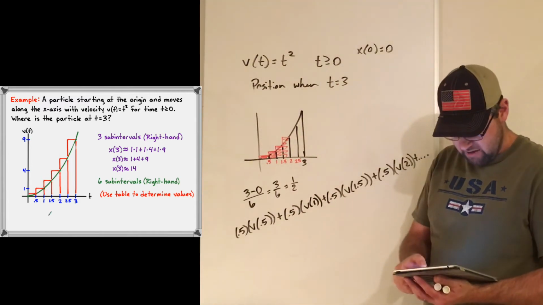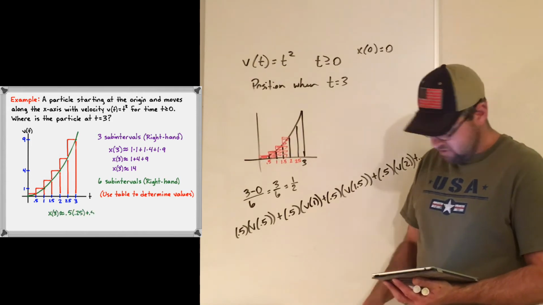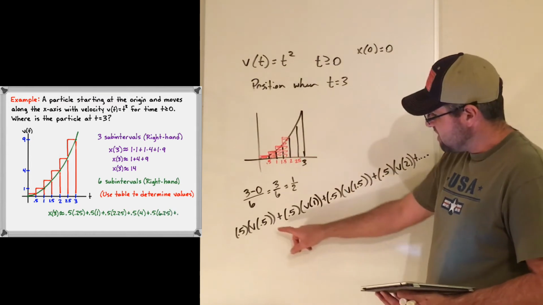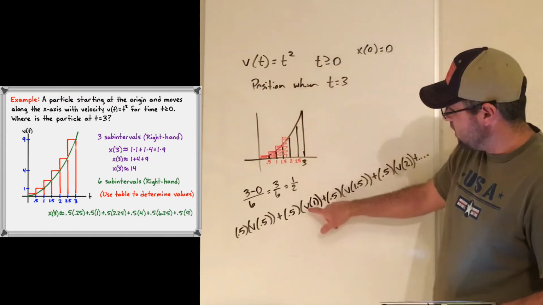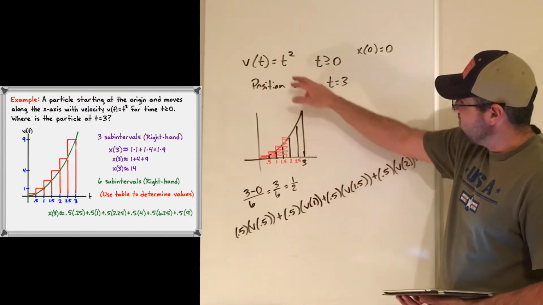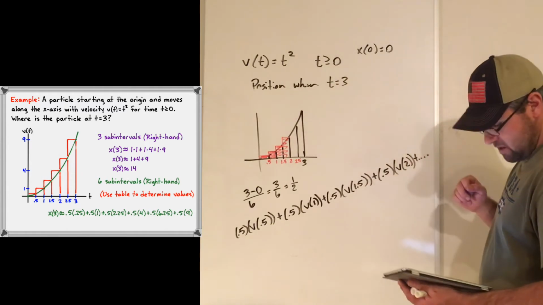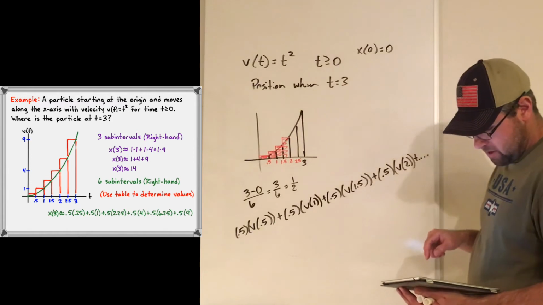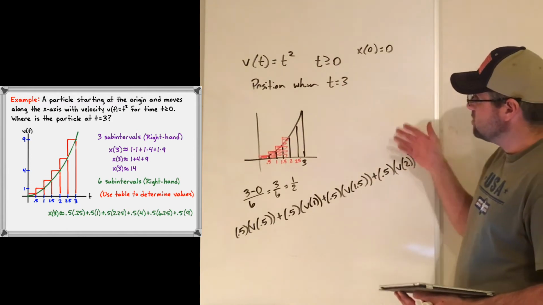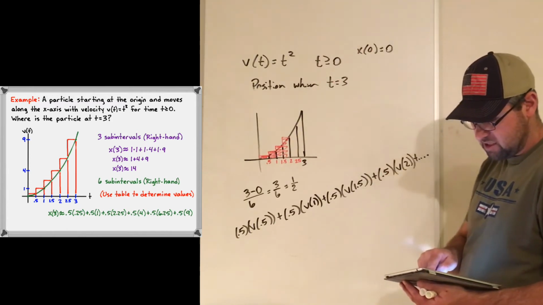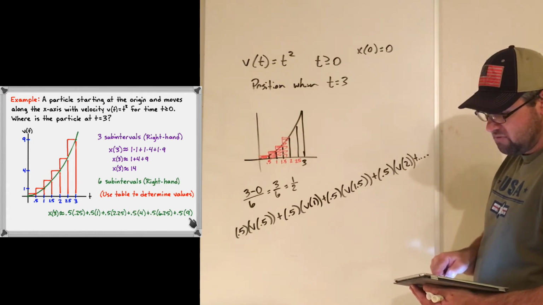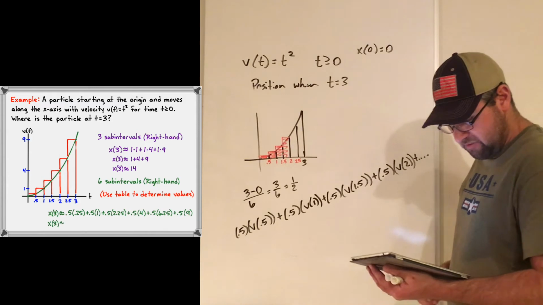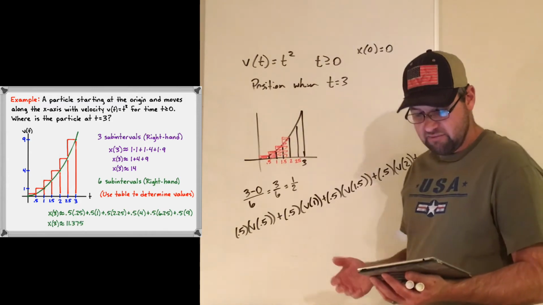So v of 0.5 is 0.25 because 0.5 squared is 0.25. v of 1 is 1 squared, that's 1, that's easy. v of 1.5 is 1.5 times 1.5, which is 2.25. v of 2, that's 2 squared, is 4. v of 2.5, well, 2.5 times 2.5 is 6.25. And the last one, v of 3, is 9, because 3 squared is 9. So we go ahead and simplify all of that, and we end up with 11.375.